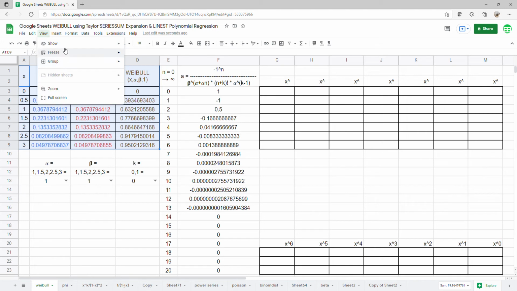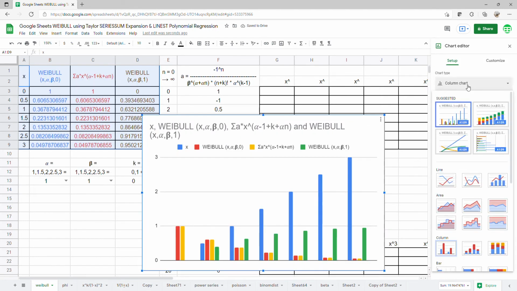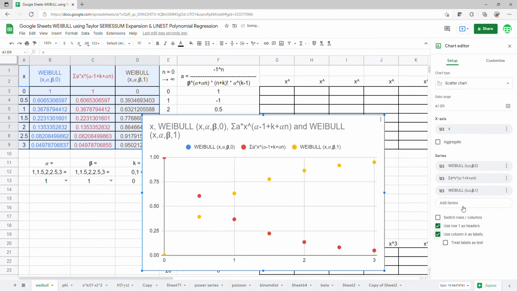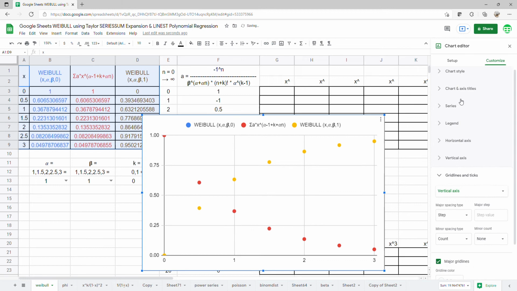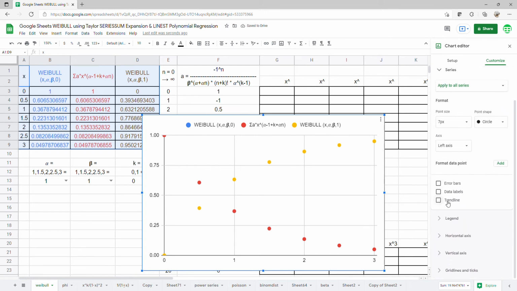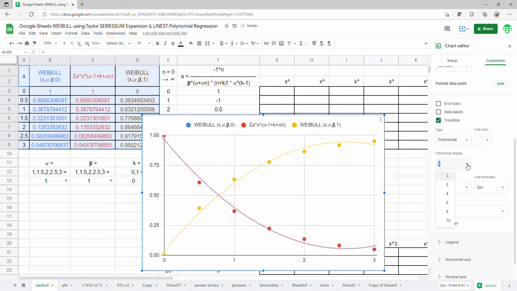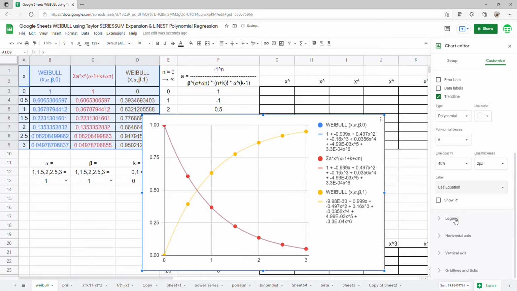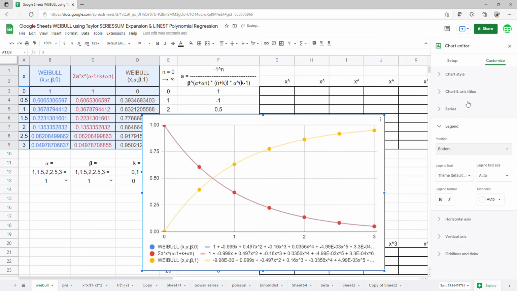Insert chart. And we use scatter chart. Column A as label. We don't need the title, so we delete this. Now for the series, show the trend line. The type, polynomial. The degree, 6. For the label, use the equation. For the legend, position at the bottom.